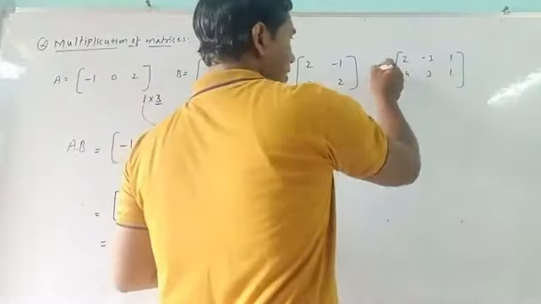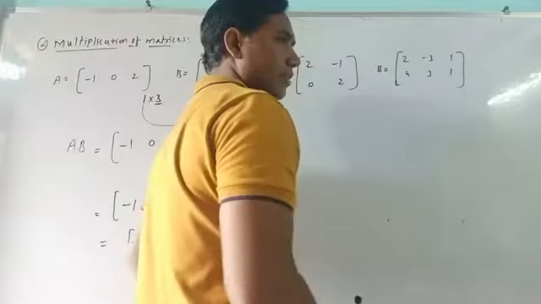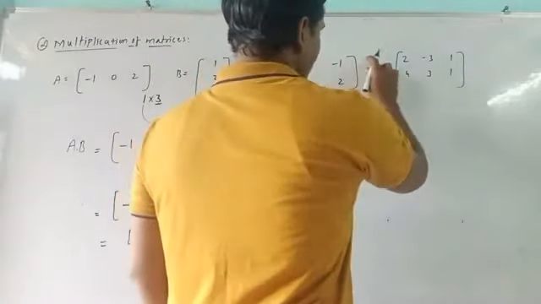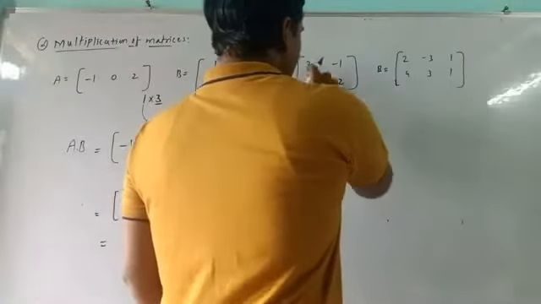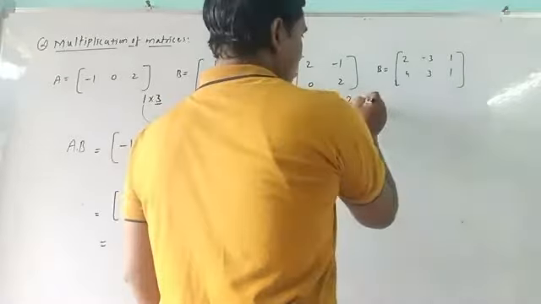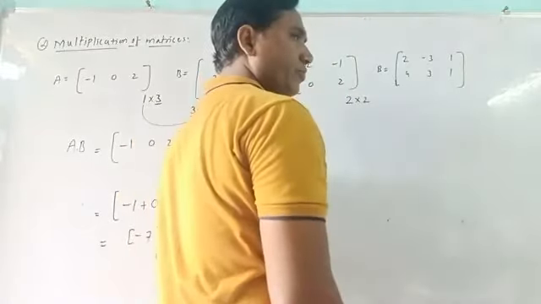Step number 1, we have to observe the order of the matrix. What is the order here? How many rows are there? There is the first row, there is the second row, first column, and then second column. So there are a total of 2 rows and 2 columns. So the order is 2 by 2.